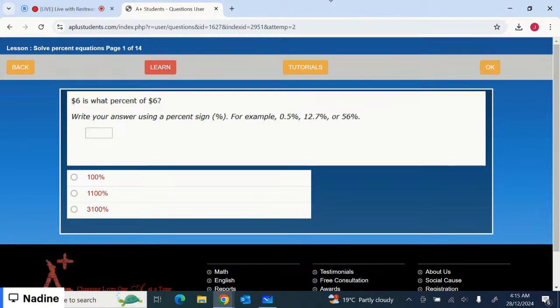$6 is what percent of $6? So which is the correct option? $6 is 100% of $6, right?